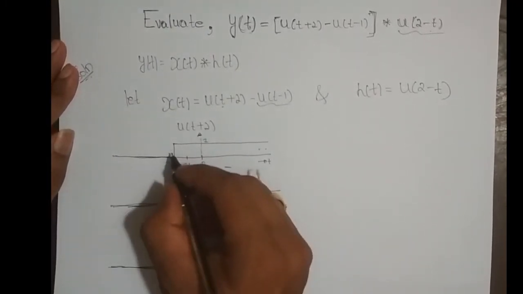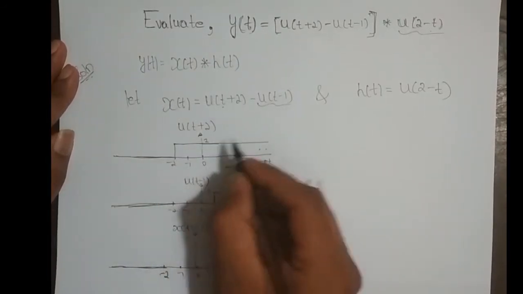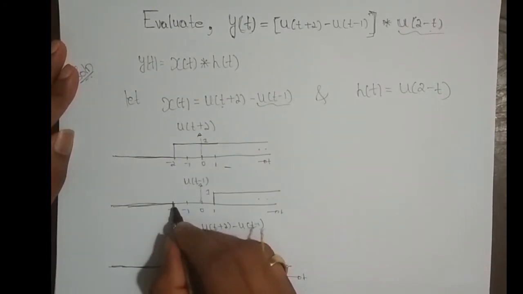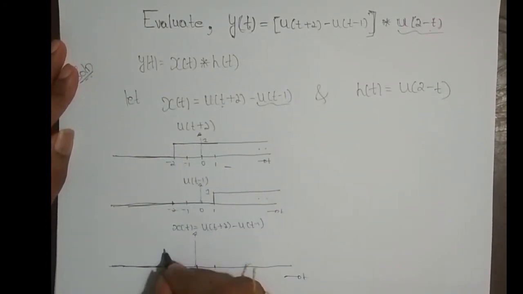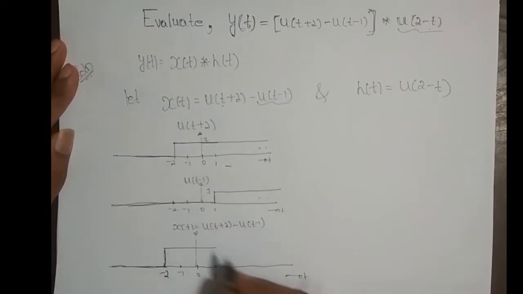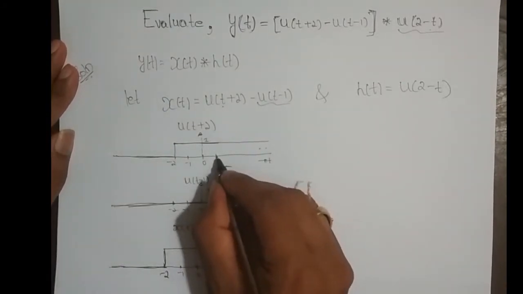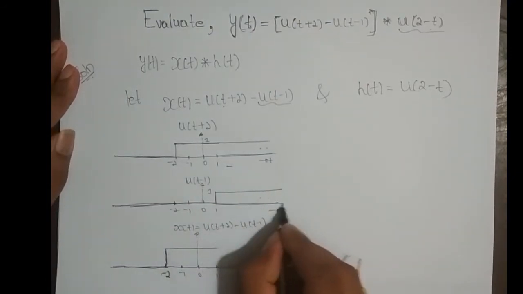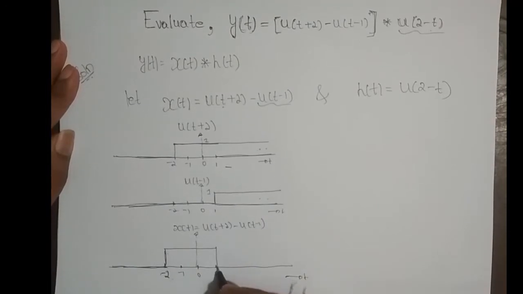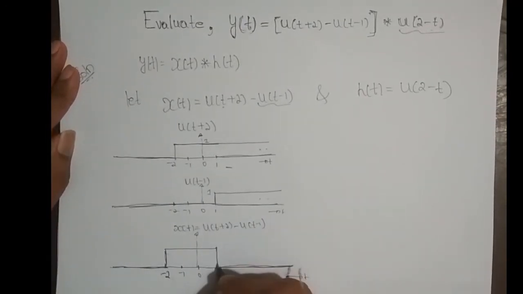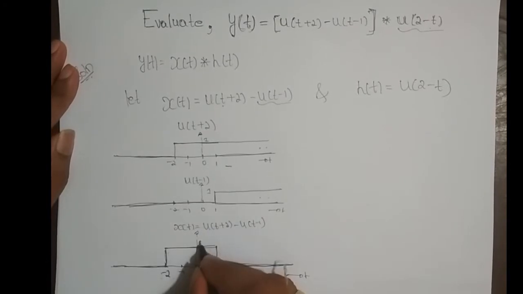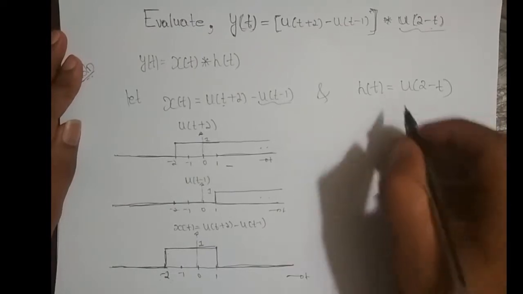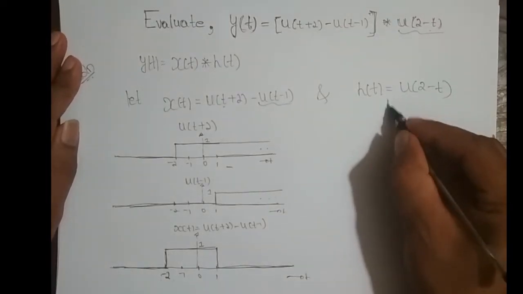Fine. What is the amplitude of the first signal for t varying from minus 2 to 1? It is 1. What is the amplitude of the second signal for t varying from minus 2 to 1? It is 0. So 1 minus 0 is 1. What is the amplitude of the first signal for t varying from 1 to infinity? It is 1. What is the amplitude of the second signal for t varying from 1 to infinity? It is 1. So 1 minus 1 is 0. Basically it's a rectangular pulse for t varying from minus 2 to 1 and its amplitude is 1. Right?